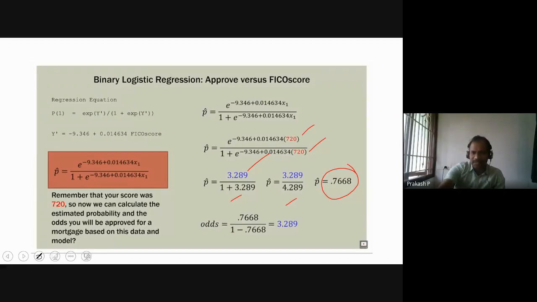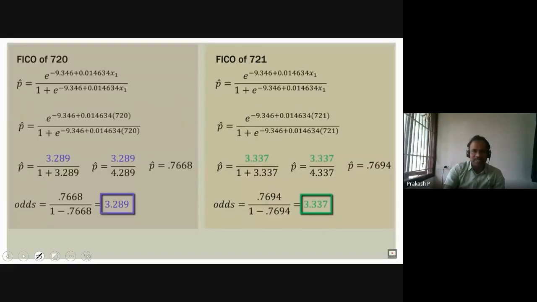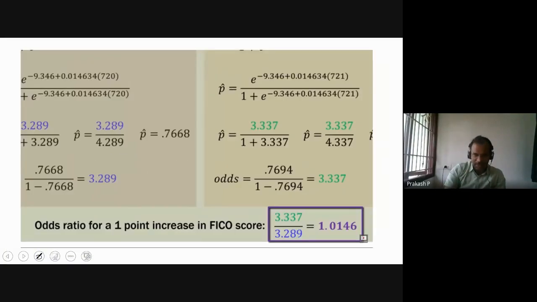Then the odds ratio. How to find the odds ratio? Probability divided by 1 minus probability, which is 3.289. I will explain where this 3.289 plays a major role. This is for score 720, 3.289. This is for score 721, 3.337. If I take the ratio between these two, the odds ratio between these two, I am getting 1.0146.